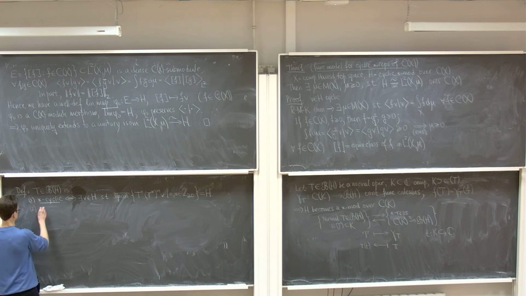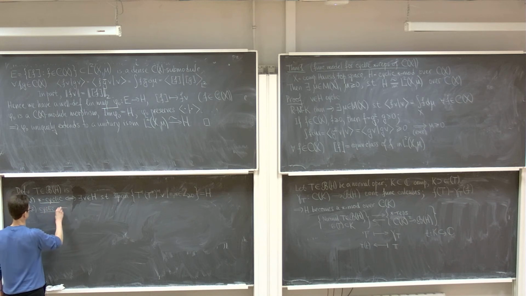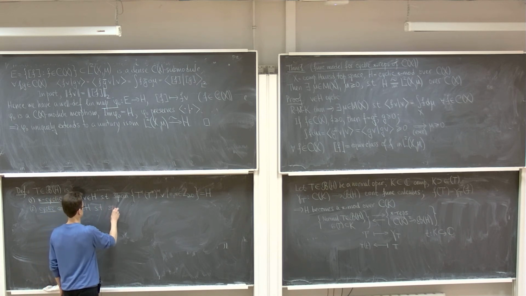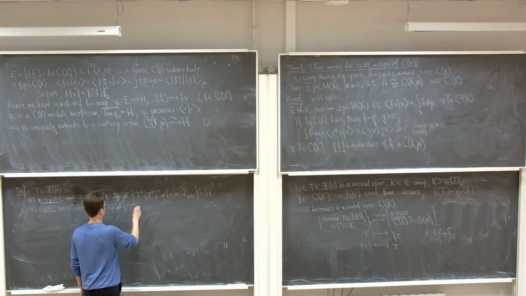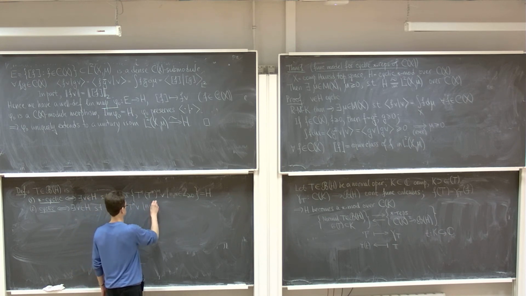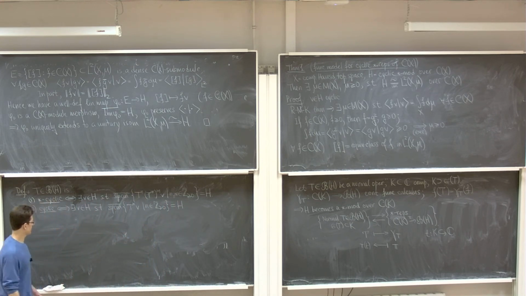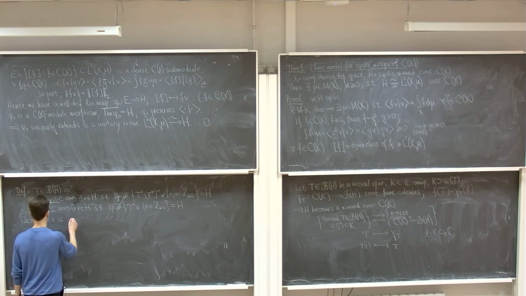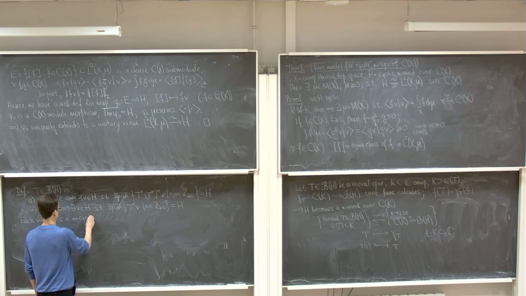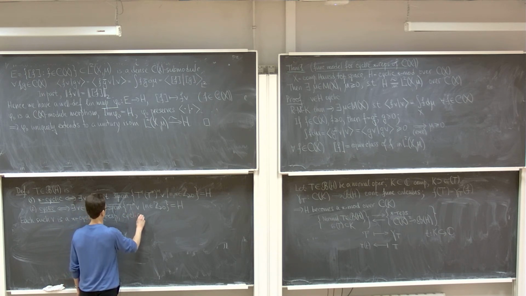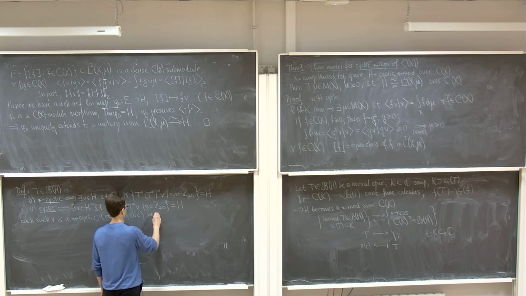And we say that T is cyclic if there exists a vector v in H such that the linear span of all elements of the form T to the power n v, where n is a non-negative integer, equals H. And each such vector v is called a star cyclic vector, or respectively cyclic vector, for the operator T.